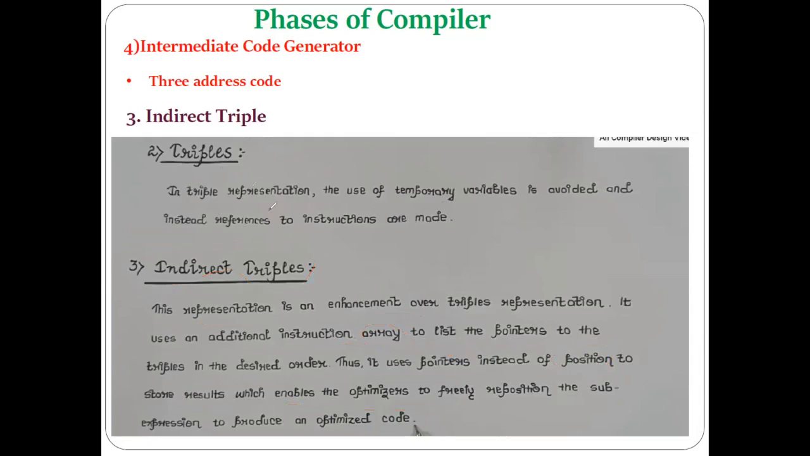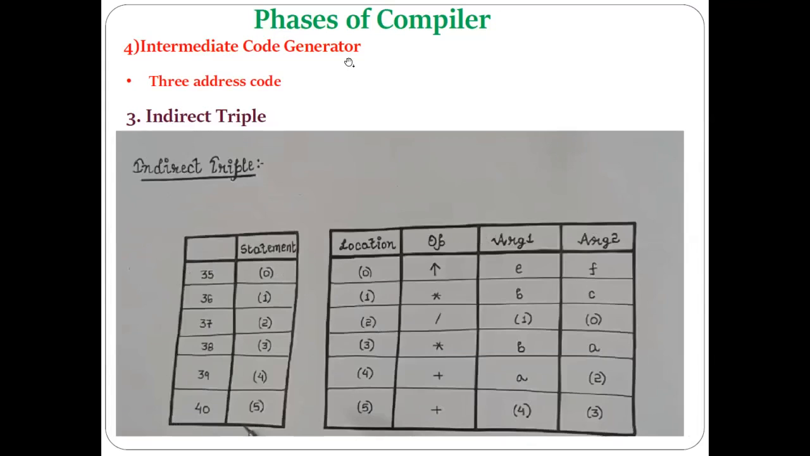So what changes are we making in the indirect triple representation as compared with the triple? In the triple, we used the position as a reference. Now in the indirect triple, we use an array list, and that array list will contain the pointer to that position reference number. Let's see how we have done this. This is the indirect triple for this triple representation.